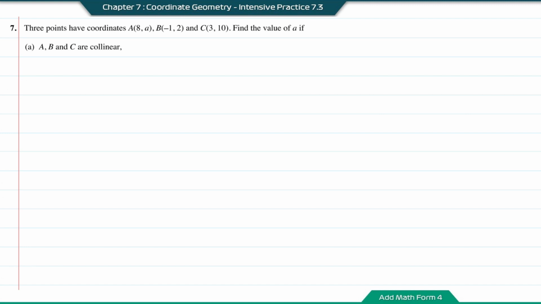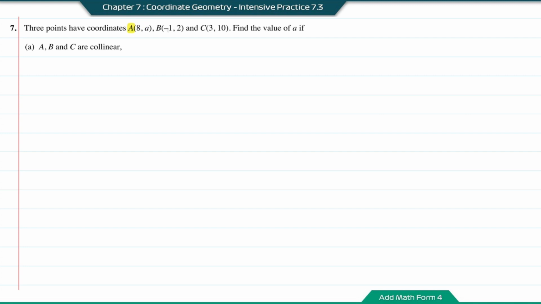Question number 7. 3 points have coordinates A(8, a), B(-1, 2), and C(3, 10). Find the value of a if A, B, C are collinear. So this is more or less the same as question 6. You can solve for a using the shoelace formula, and the area will equal 0 because the points A, B, C are collinear. Or you can solve this using the gradient. So again, here I'm going to show you using the gradient.